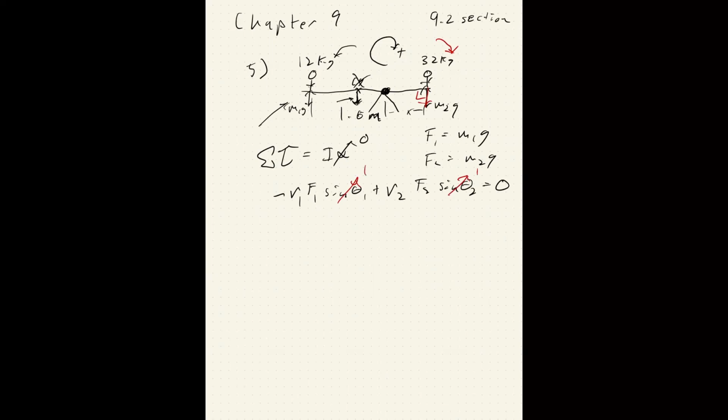Going back to black. If I look at the first formula, R1, how far away is that person? That child is 1.6 meters away, times F1, which would be M1G.